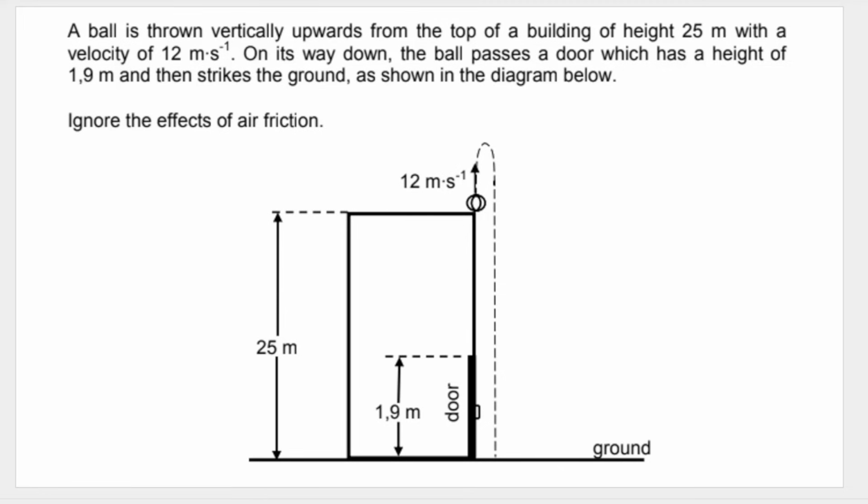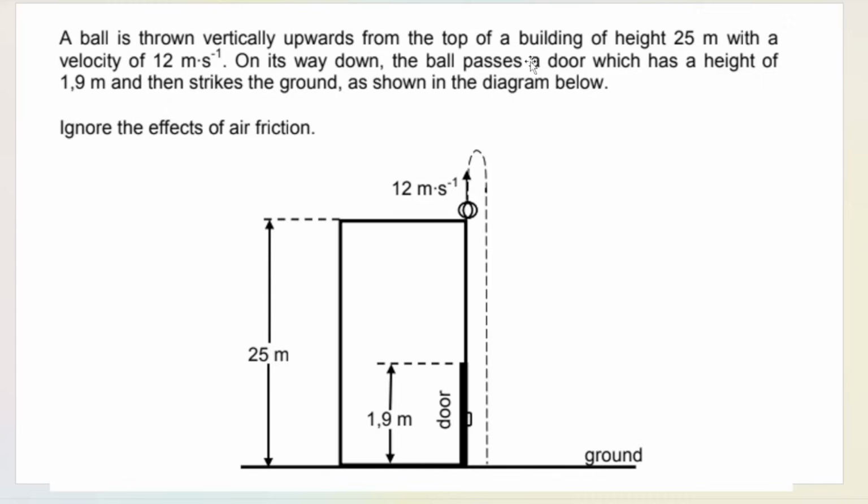So first of all, this is what the question looks like. Let's read the question in its entirety, look at the diagram, see if we need to fill in any missing information. That's always the first step when you start any question in physics or chemistry. So we've got a ball that is being thrown vertically upwards from the top of a building, and they represent that on the image over here.